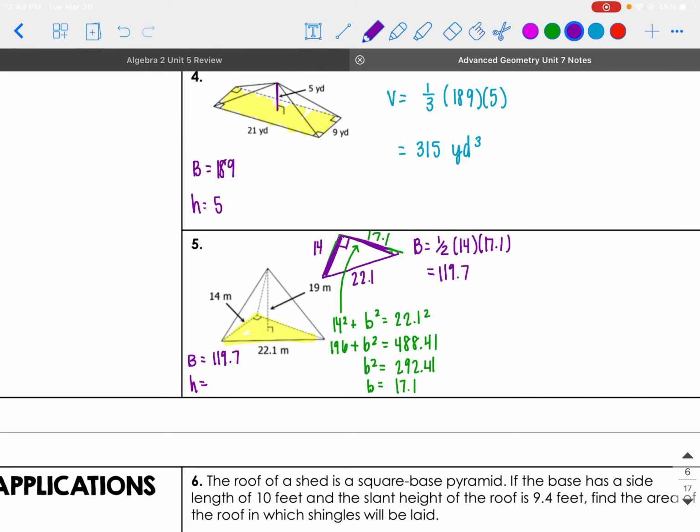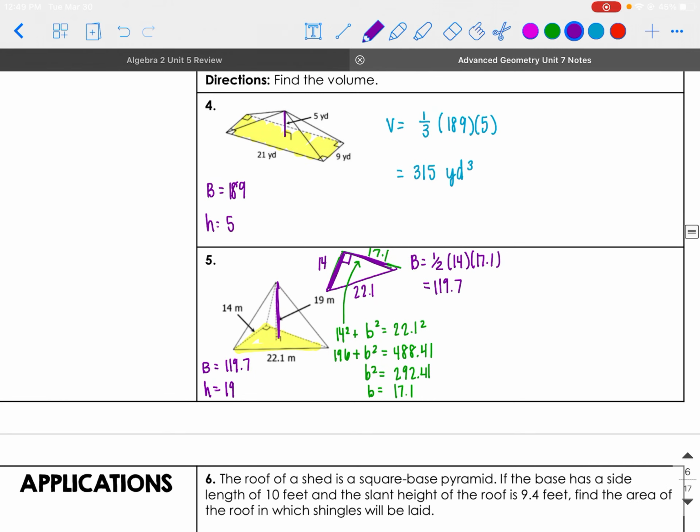And the height of the pyramid is 19. Excuse me. All right, volume is 1/3 times the area of the base times the height. And we get 758.1 yards cubed.